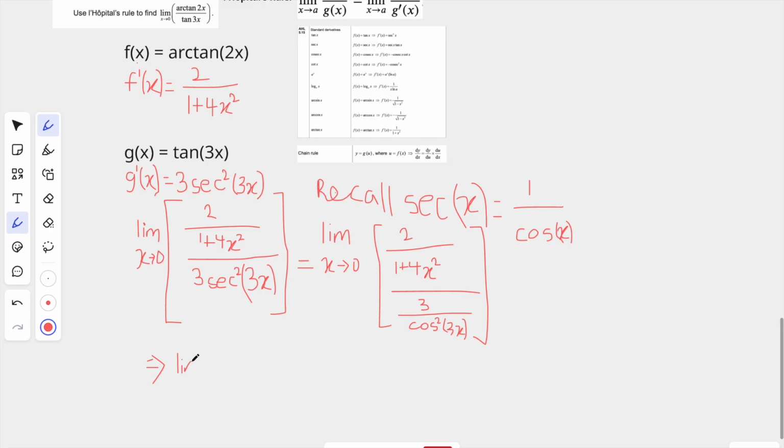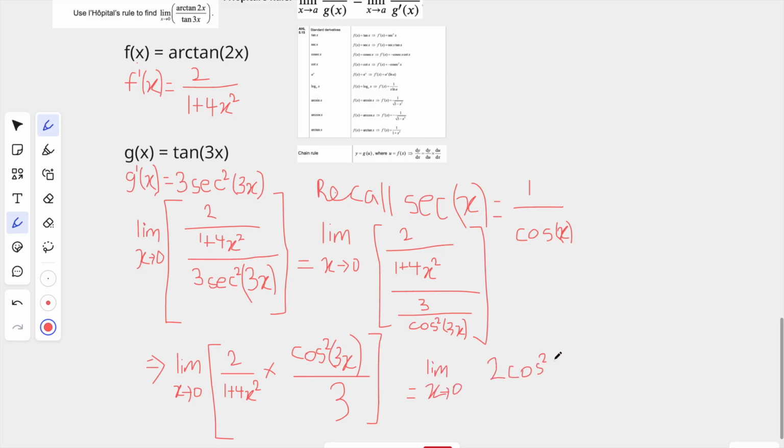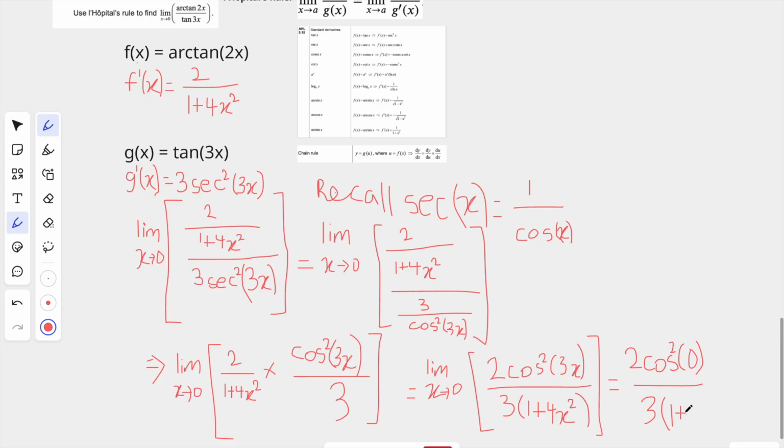Simplifying this fraction requires us to multiply the numerator with the reciprocal of the denominator, meaning we have 2 over 1 plus 4x squared times cos squared 3x over 3, which results in our fraction now being 2 cos squared 3x over 3 times 1 plus 4x squared. Substituting x equals 0 in the numerator and denominator will result in the fraction 2 over 3, as cos 0 is equal to 1, meaning the numerator ends up being 2 times 1, which is equal to 2, and 3 times 1 plus 4 times 0 squared ends up being 3, resulting in a final answer of 2 over 3.